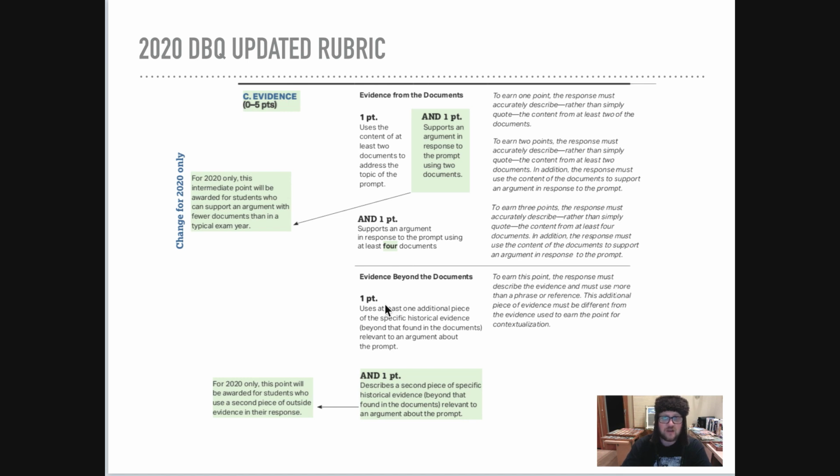What the AP and the College Board did this year is add a second piece of evidence to this DBQ. So for 2020 only, this point will be awarded to a student who uses a second piece of outside evidence in their response. This is a great way to get a secondary piece of evidence into your writing, and then again, utilize it, explain it, and connect it to your argumentation and how that supports your prompt. So again, another point.